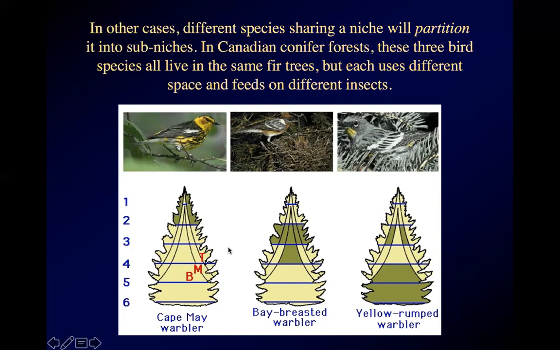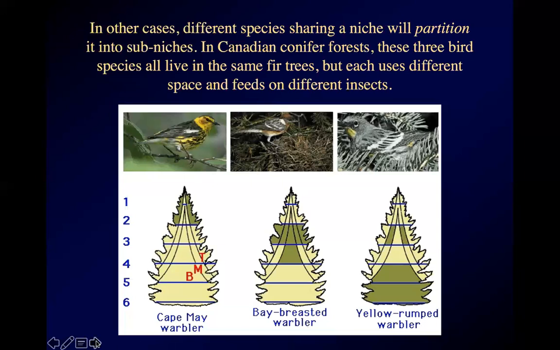But they didn't actually compete with each other that much because, first of all, they lived in different parts of the same tree. So you'd get Cape May warblers living at the top, and bay-breasted warblers in the middle, and yellow-rumped warblers in the bottom. And they not only used different space, they were feeding on different insects. These are insect-eating birds. So they had somewhat different diets. They were occupying different parts of the tree. They didn't compete with each other much because they had partitioned that niche.